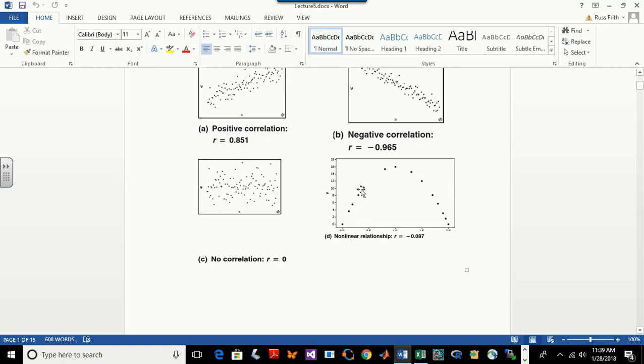In slide D, the scatter plot of points exhibits a parabolic or quadratic relationship, and so there's no linear relationship between the points, and so the correlation coefficient here is very close to 0, namely negative 0.087. So what are the properties of correlation?